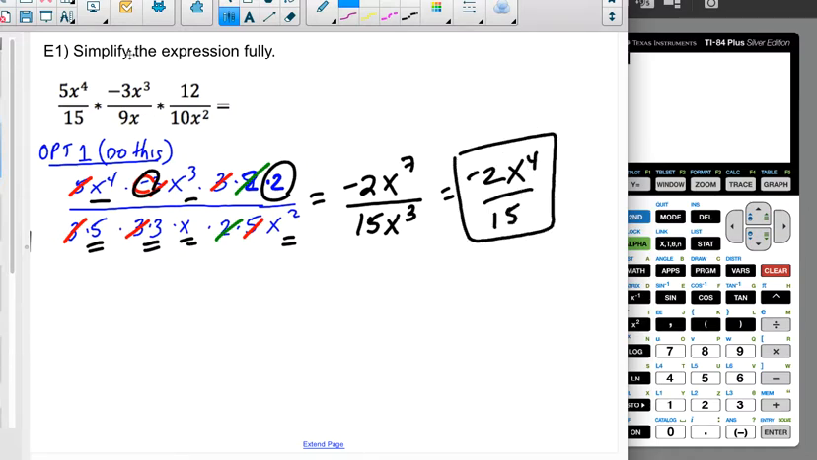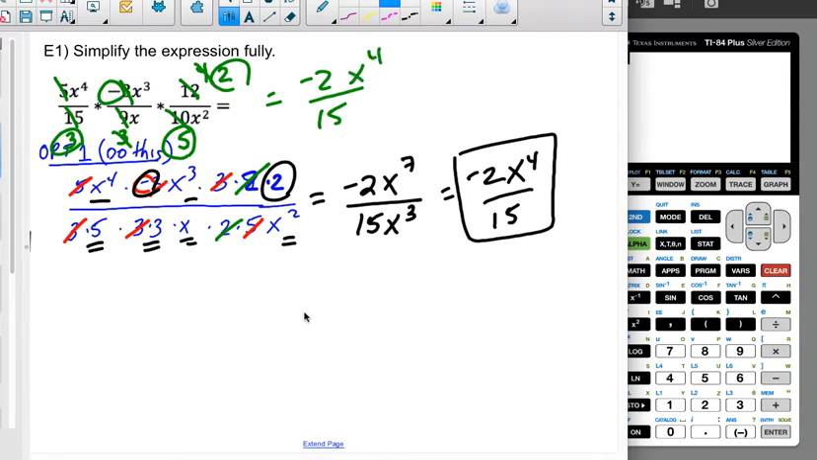Now there's other options. You could have just done what I did in the other example where you cross off things as you go, right? So if you felt more comfortable, you could have said, oh, look, the 5 and the 15 gives me a 3, right? The 3 and the 9 gives me a 3, right? The 12 and the 3 gives me a 4, right? And then I could use the 4 and the 10 and get a 2/5. And sure enough, what ends up left over is a 15 on the bottom, a negative 2 on the top, and then when I clean up the x's, I get that x to the 4th, right?